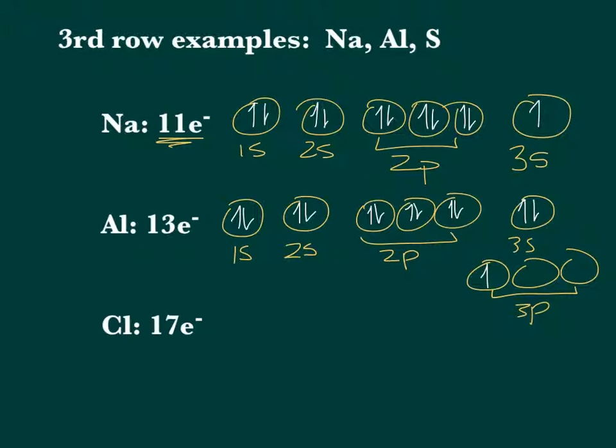All right, chlorine, your turn. Chlorine's got 17 electrons, so now you get the idea that these are going to get really, really wide to be able to draw enough room for all of these.